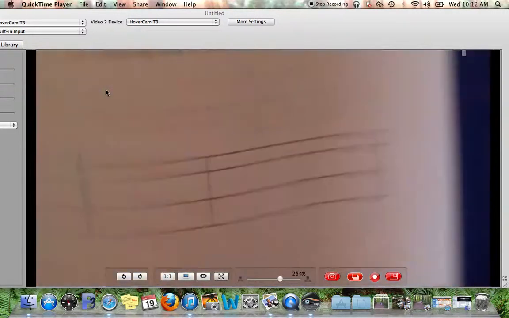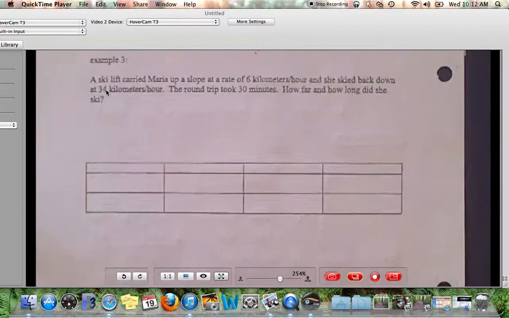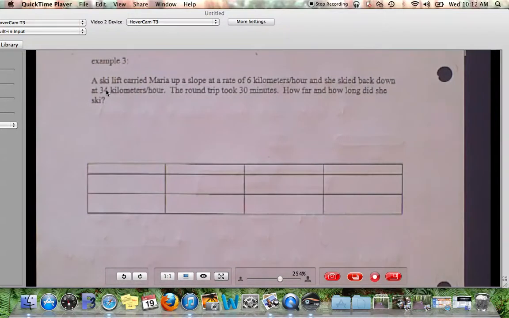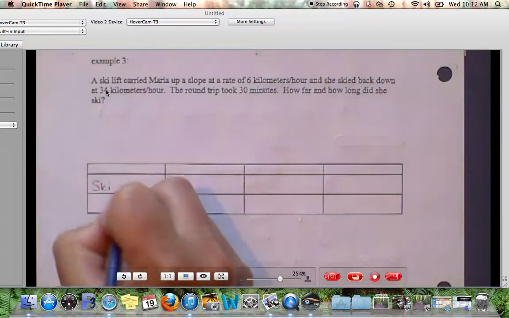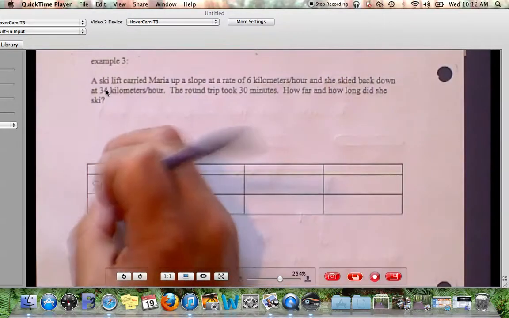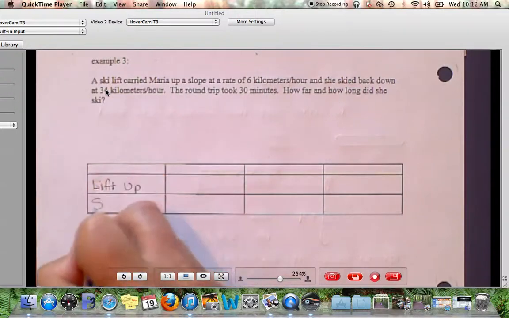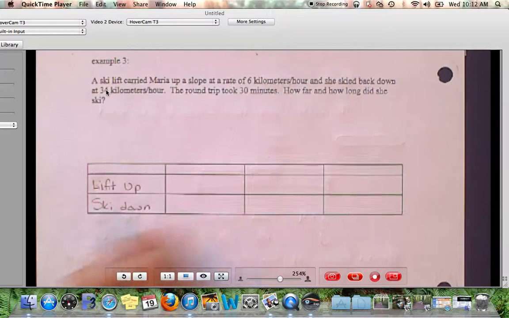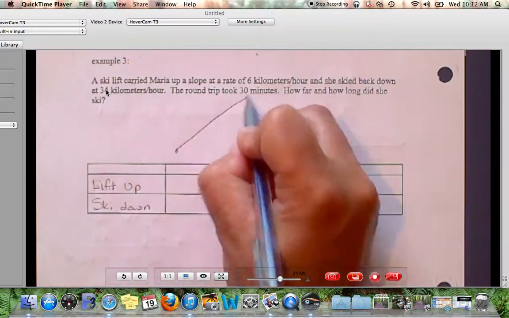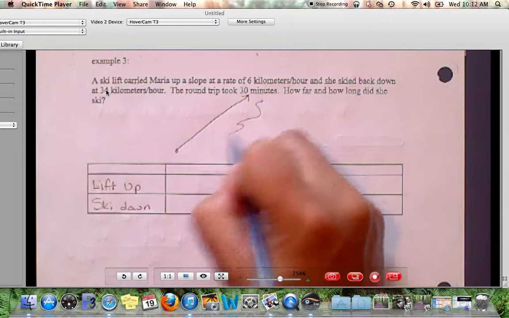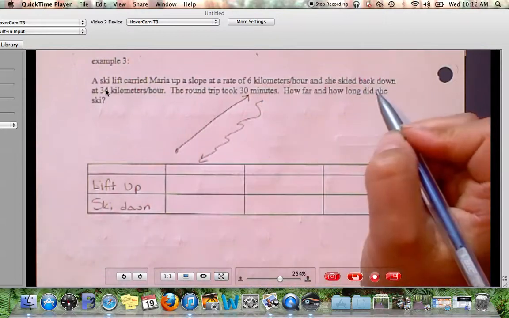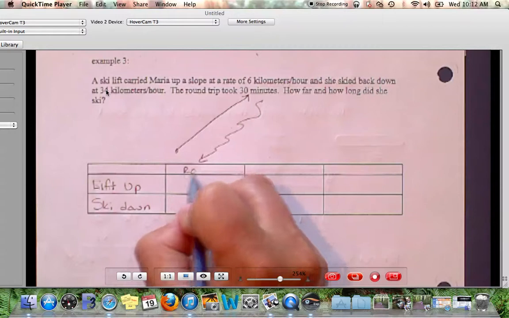Okay. And the last type, example 3, a ski lift carried Maria up a slope at a rate of 6 kilometers per hour, and she skied back down at 34 kilometers per hour. So what is Maria doing? She's taking the lift up. Lift up, ski down. All right? So she's going to take the lift up, and then she's going to ski back down. Rate times time equals distance.